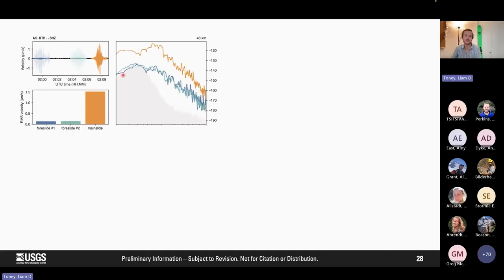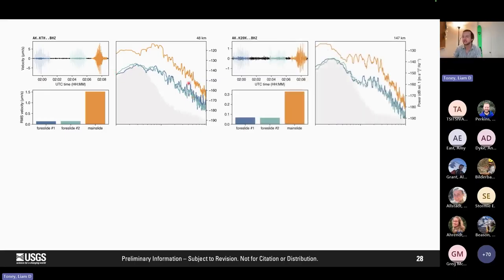And from this, you can see very clearly that those 2 foreslide signals have almost exactly the same spectral signature. And if we look at a different station that's 100 kilometers further away, we see the same picture, albeit with a lower signal to noise ratio. And so what this tells us is that those 2 pre-event failures were about the same size. And we can also see that they were about the same duration as well.